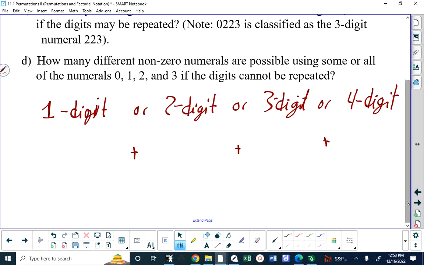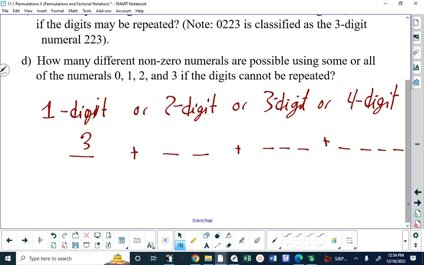A 1-digit numeral means we only have 1 choice to make. A 2-digit numeral means we have 2 choices to make. What's the first digit? What's the second digit? A 3-digit numeral means we have 3 choices, and a 4-digit means, of course, we have 4 choices. There are only 3 choices for this blank because it has to be a non-zero numeral. They're adding that in here because you could argue that 0 by itself is a numeral, but they're saying non-zero.